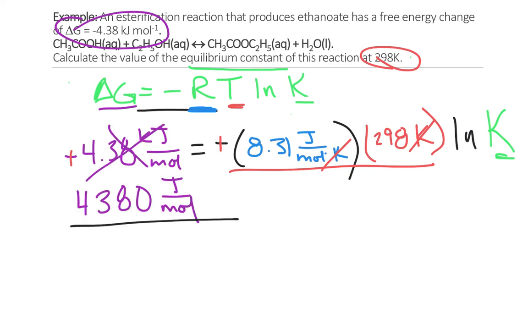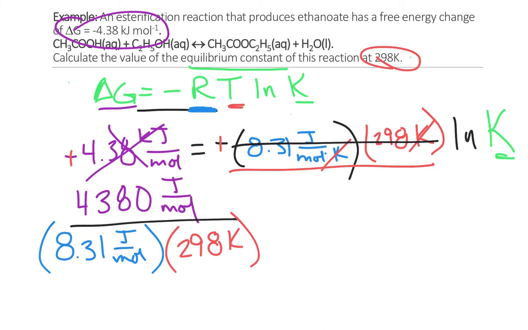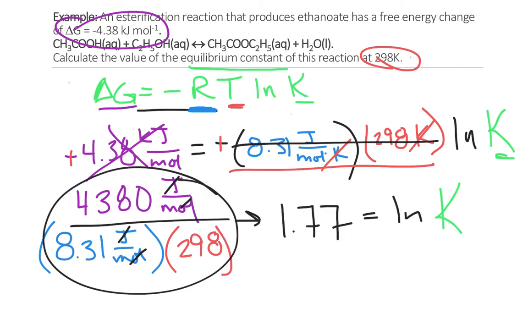Before I do that, though, we have to make sure that the units are the same, not just for the Kelvin, but also, right now we have G in kilojoules, and the R was given in joules. So I'm going to go ahead and convert the G to joules, so from 4.38 kilojoules to 4,380 joules per mole. That way, when I divide by the R and the temperature, I can get the joules and the moles to cancel. So all of that becomes 1.77. The units are all canceled.